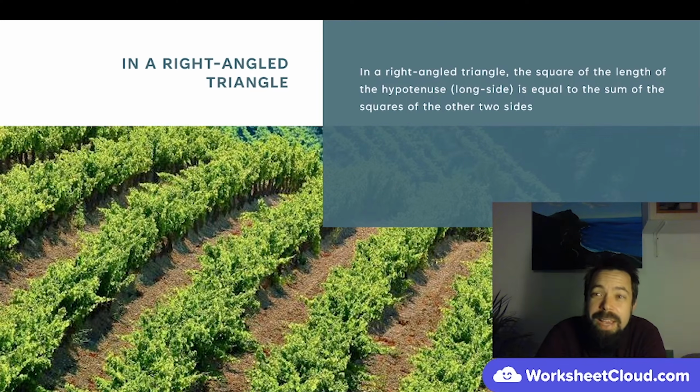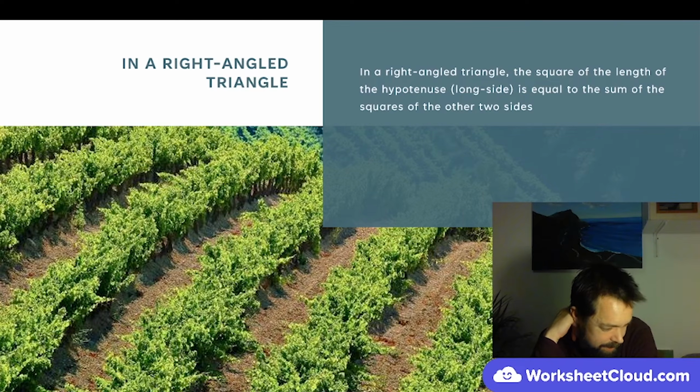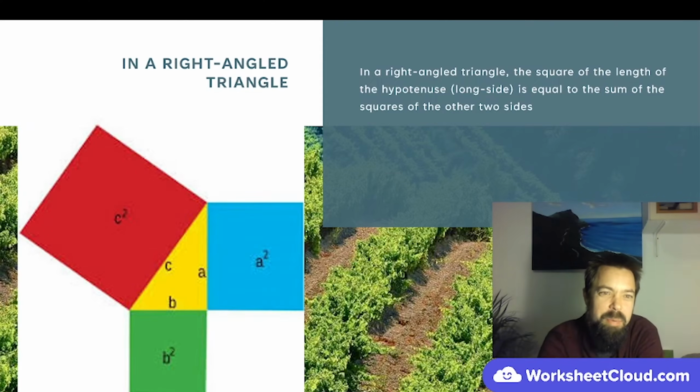But the square of the length of the hypotenuse, which is the proper word for the long side of a right-angled triangle and will always be the side opposite the 90 degrees, is equal to the sum of the squares of the other two sides. Probably best that I bring up a picture. What that means, if we ignore the squares for now, is that the length of this side squared is equal to the length of this side squared plus the length of this side squared.